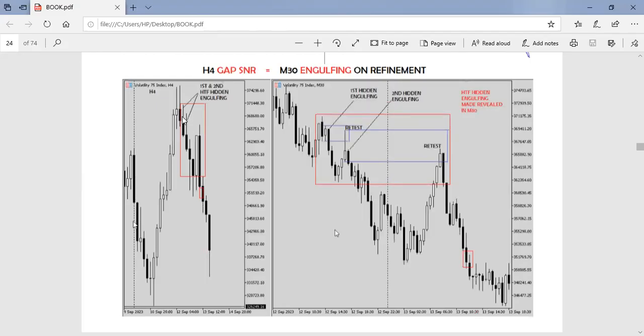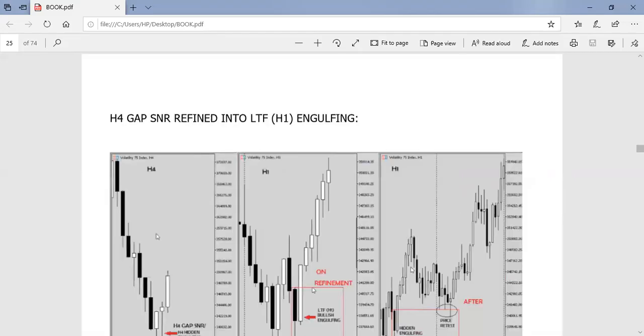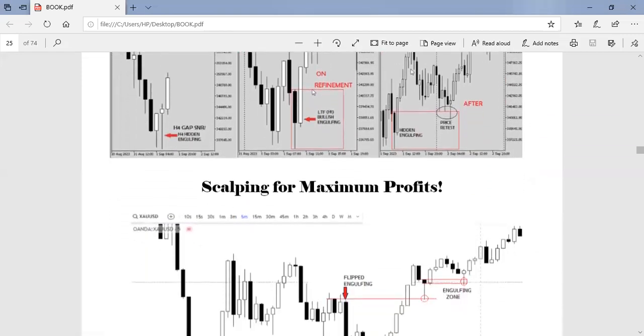Can you see that we have a gap here? Then when we refine it from 4 hours to 30 minutes, this is what we get. The entirety of this red rectangular box represents the hidden engulfing in 4 hours. But when we refine, we're able to get this smaller engulfing top, and we have a very good sell here. And we have this second one again as a good opportunity to sell at a lower risk, the low risk.